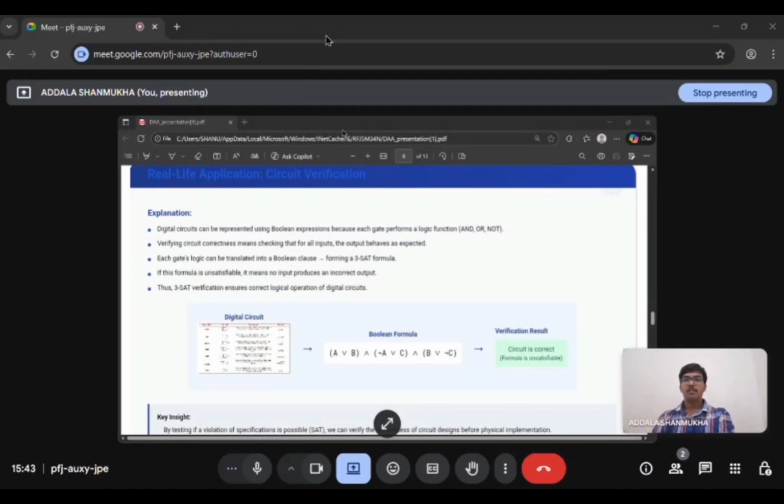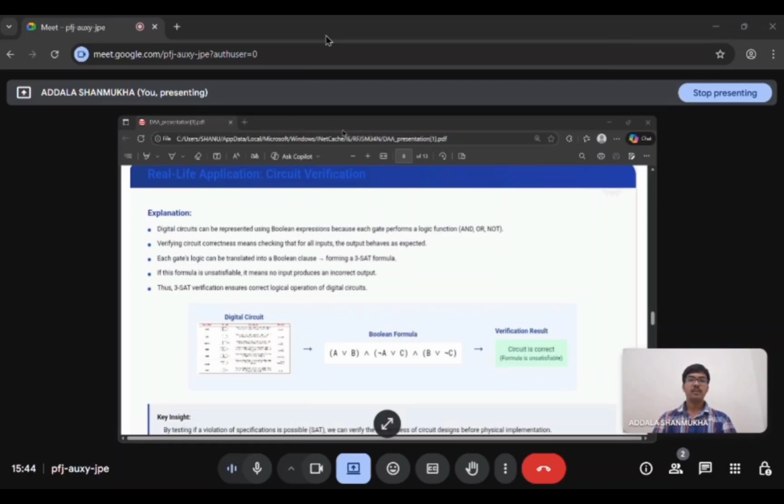Circuit verification. Now I will explain how 3-SAT is used in checking digital circuits. Every digital circuit is made from logic gates like AND gate, OR gate and NOT gate, and each gate can be written as a Boolean equation. So the whole circuit can be written as one big Boolean formula. Circuit verification means that for every possible input, the output of the circuit should be correct as per the design.